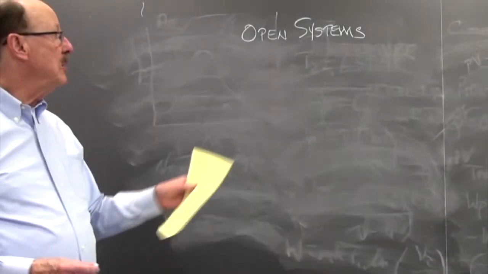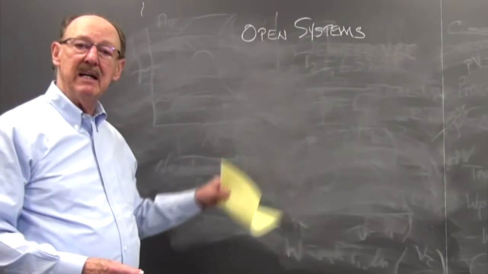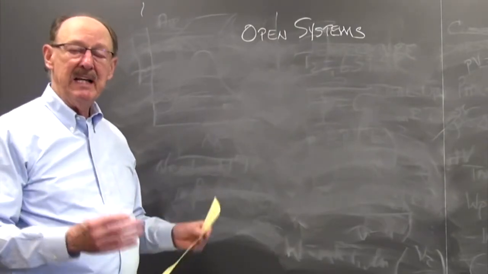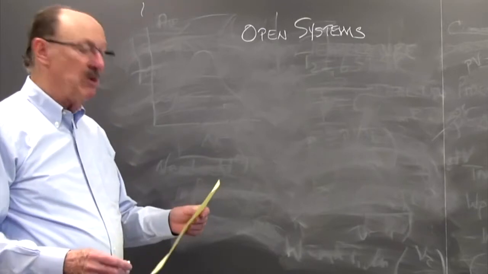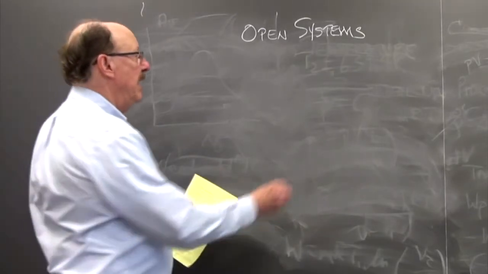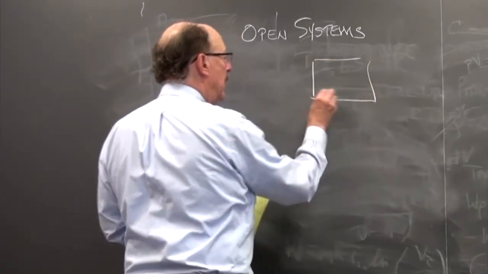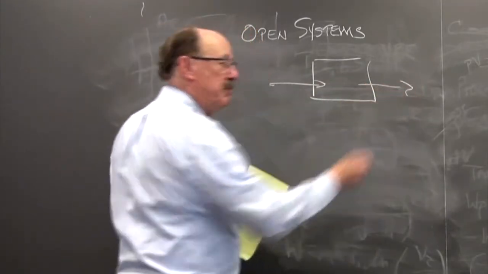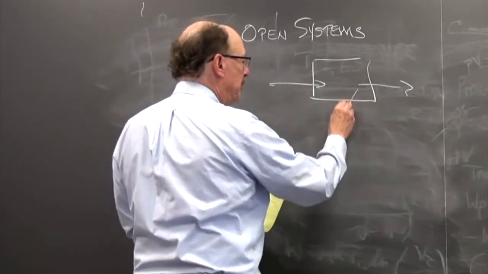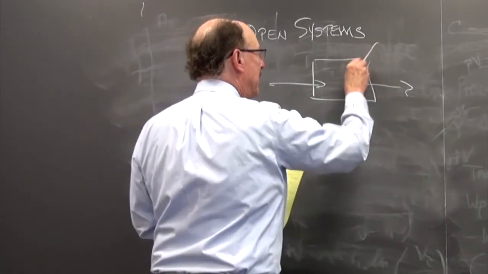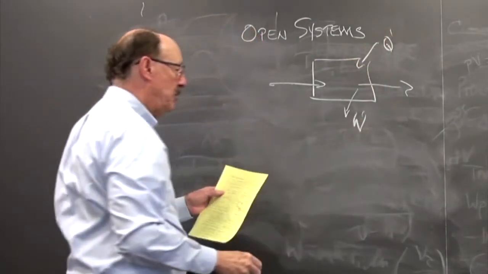So now we're going to look at open systems. We'll look at constant property open systems first, and then we'll move on to a general process towards the end. So if we look at an open system, we know we can have a fluid enter and leave, we could have multiple fluids enter and leave, we could have work being produced, and we could have heat going in.